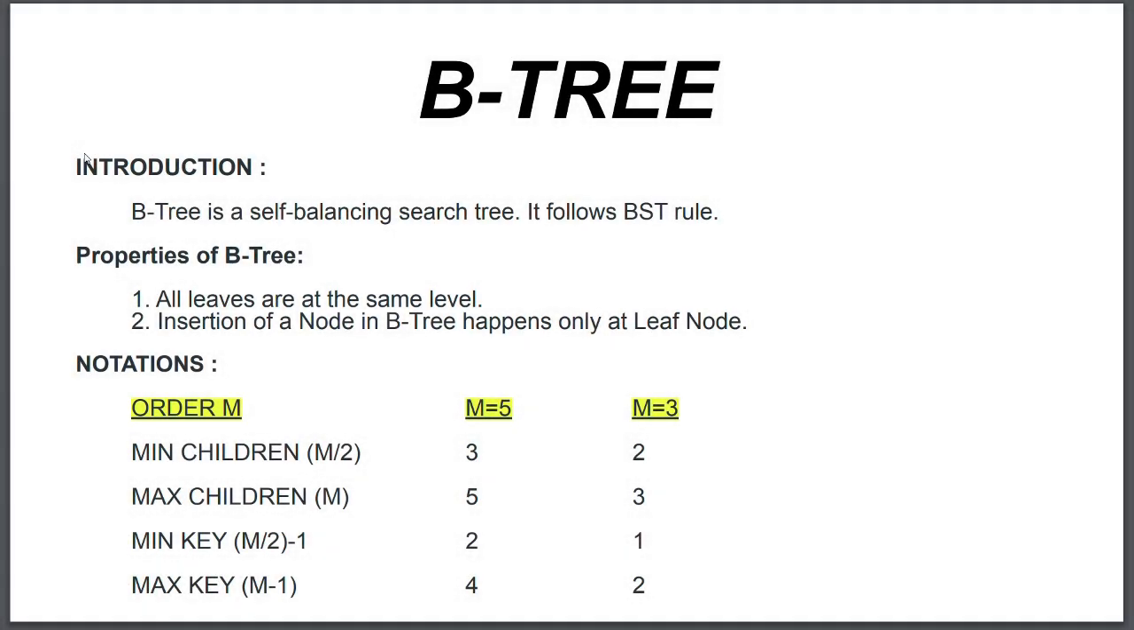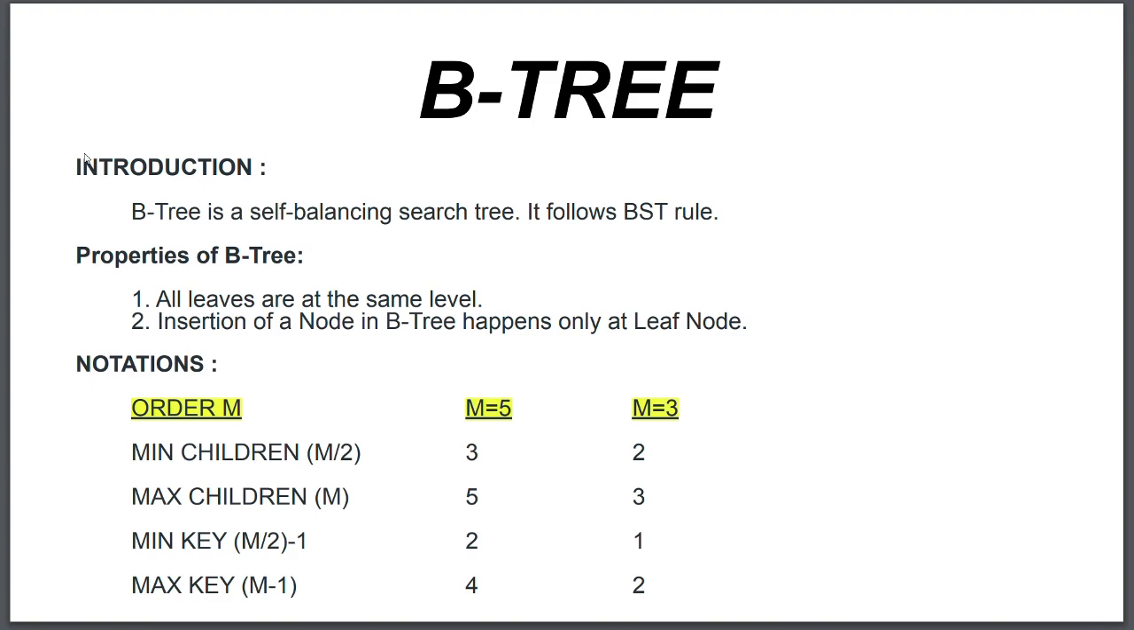So next we are going to see about the topic called B tree. Introduction: B tree is a self-balancing search tree. It follows the BST rule. Properties of B tree: all leaves are at the same level. Insertion of a node in a B tree happens only at a leaf node.